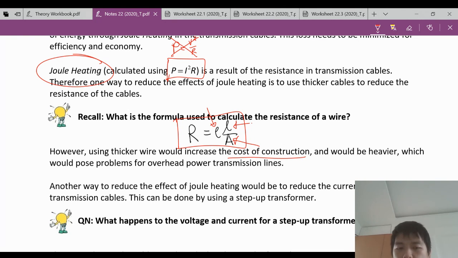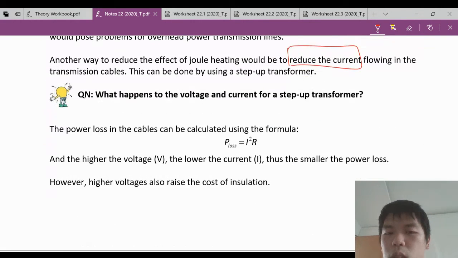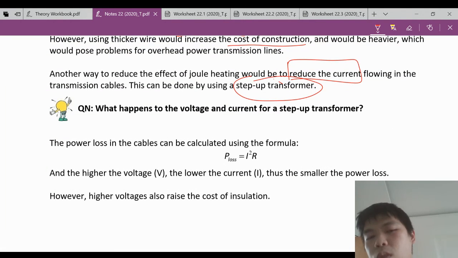Okay, so another way to reduce this effect, if we cannot change R, is to change the I. Because remember, there are two factors, R and I. If we cannot change the R, we want to change the I. So what we want to do is reduce the current flowing. So how can we reduce the current? We can reduce the current by using a step-up transformer.